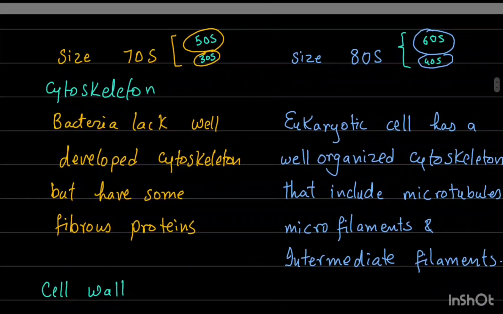The cytoskeleton is absent in bacteria or prokaryotes. However, there are certain fibrous proteins which function in a similar way. In eukaryotic cells, there is a well-organized cytoskeleton, such as microtubules, which make up the centriole, microfilaments, and intermediate filaments. They determine the shape and are involved in cell motion and cell shape.